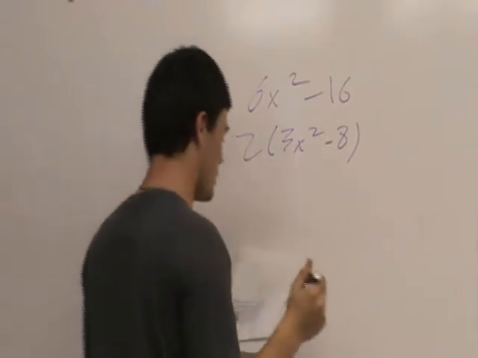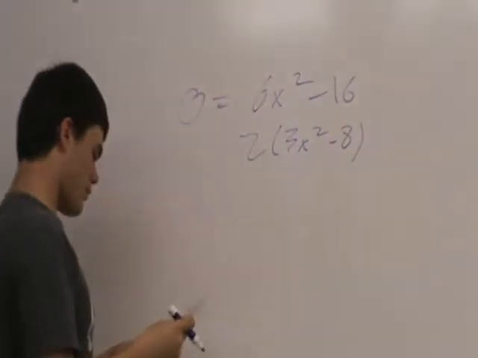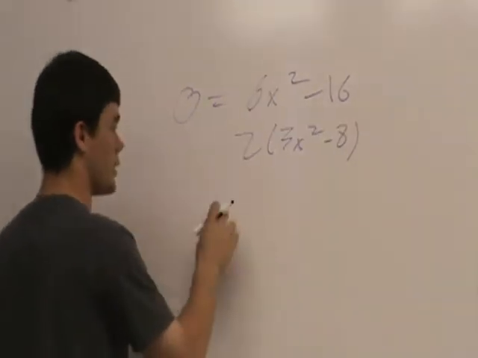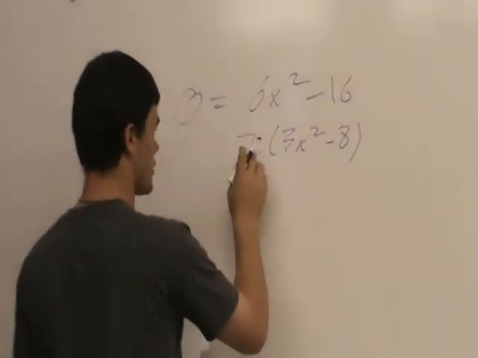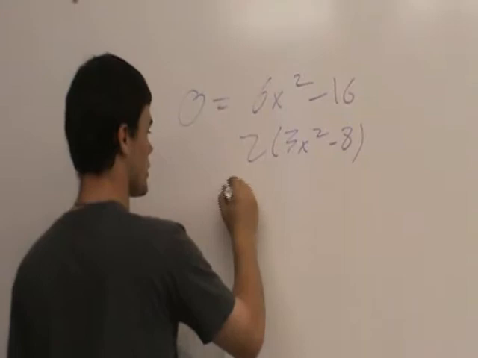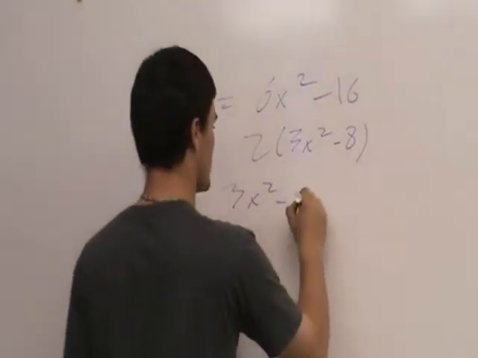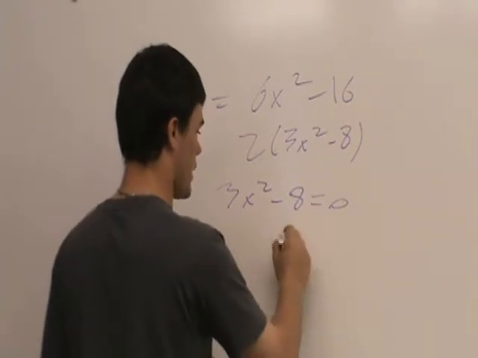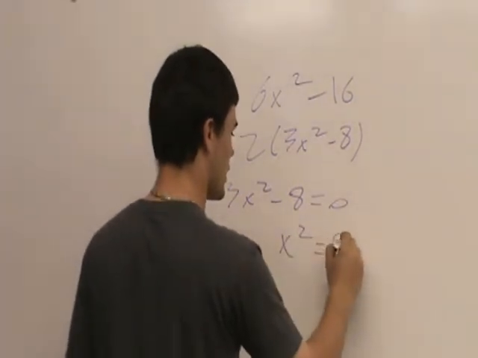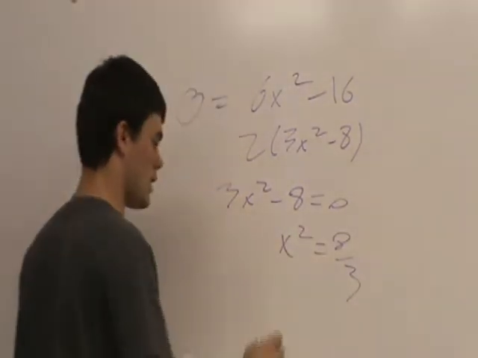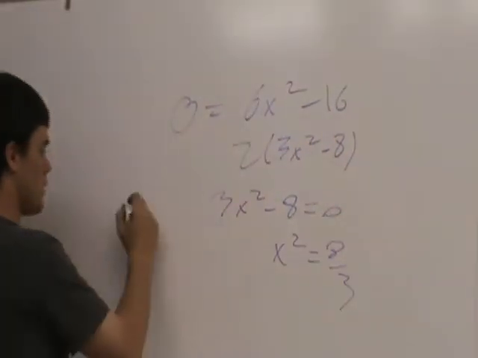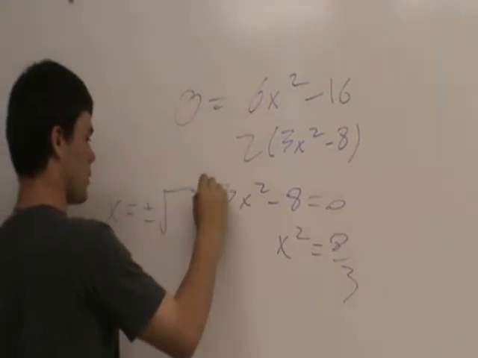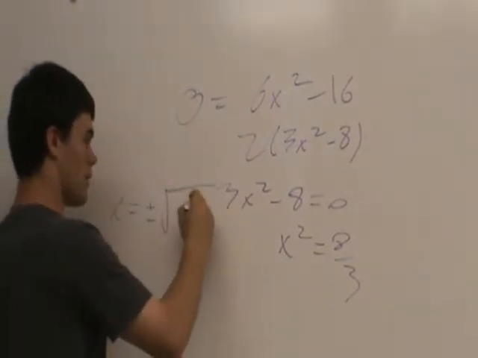When this equals 0 is when your equation equals 0, so you don't even worry about the 2. So you have 3x squared minus 8 equals 0. Add 8 over, divide by 3: x squared equals 8/3, and then you find the square root of that. So x equals plus or minus the square root of 8/3.